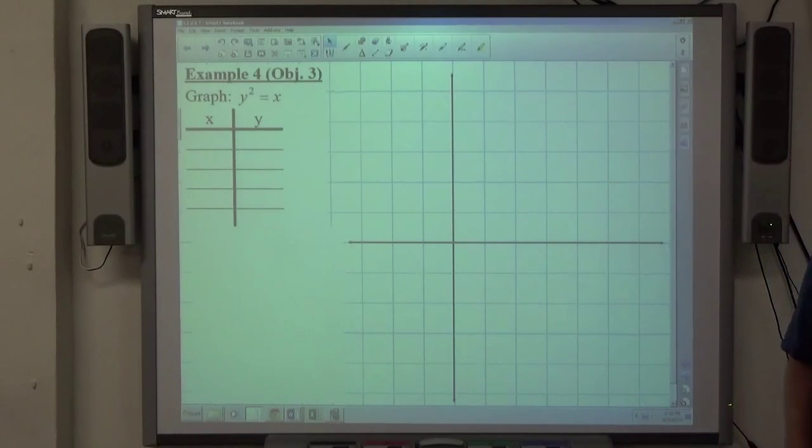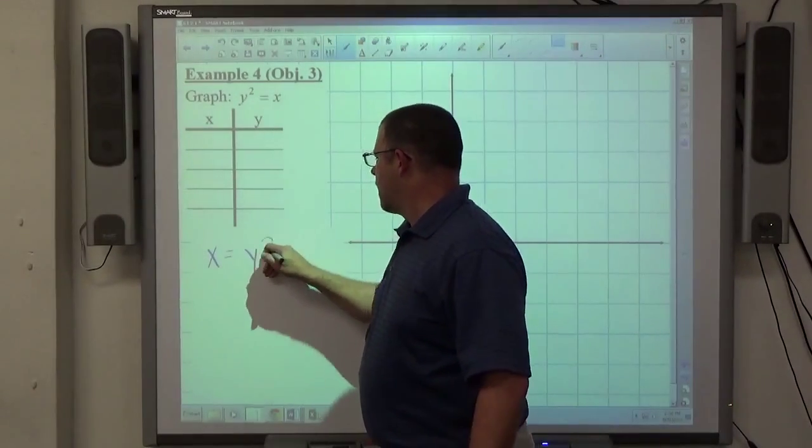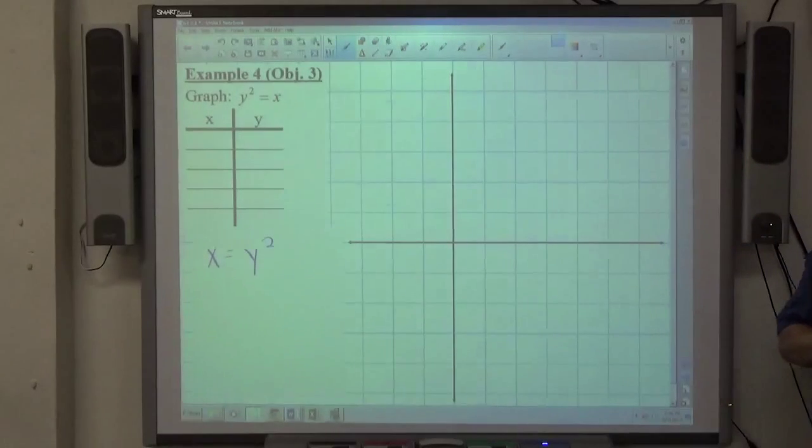Okay, example 4, it's actually easier in my opinion than example 2. It's another parabola graph. This time notice y is squared instead of x. I'm of the idea that I like my single letter to be by itself on the left, everything else on the right. So I prefer to write it as x equals y squared instead of y squared equals x.